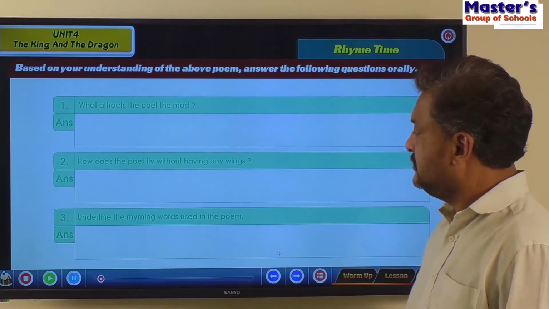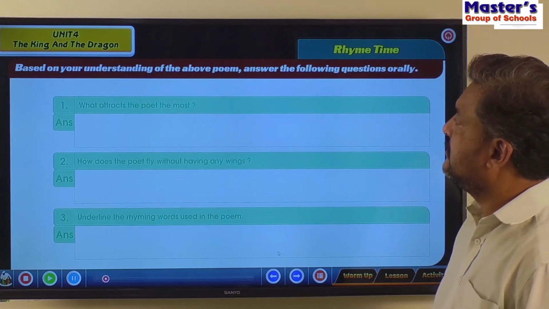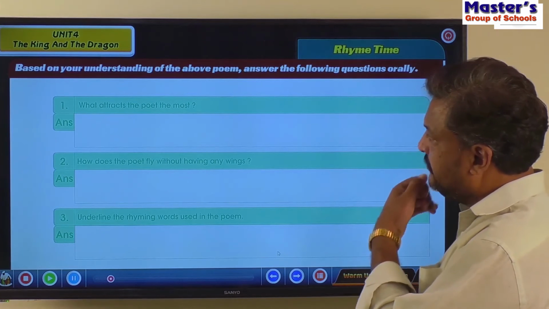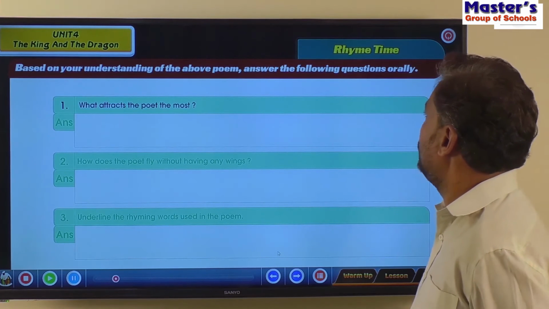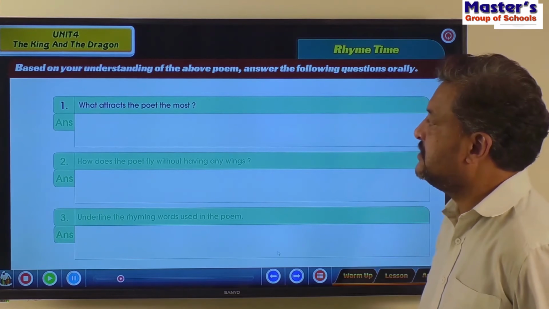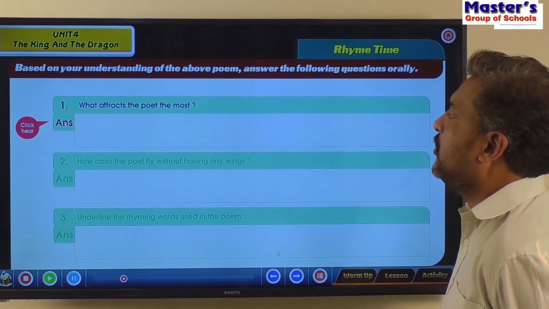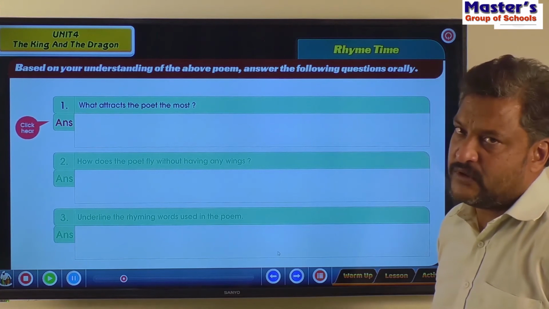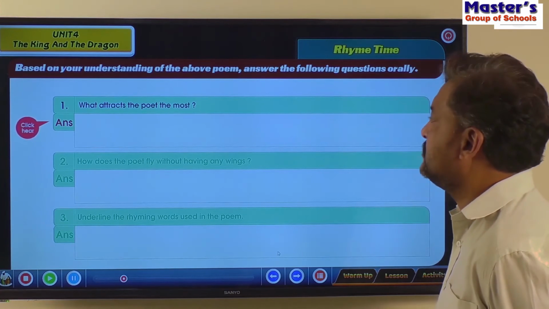Rhyme time, there are some question answers. Based on your understanding from the above poem, answer the following questions orally. Right? So, what attracts the poet the most? What was that attracting the poet the most?